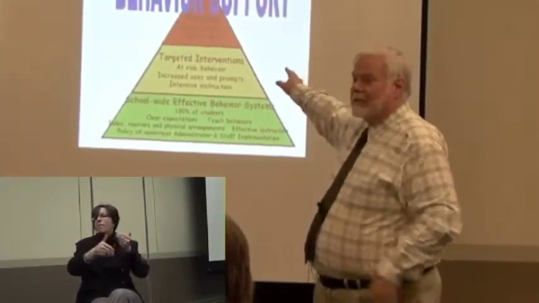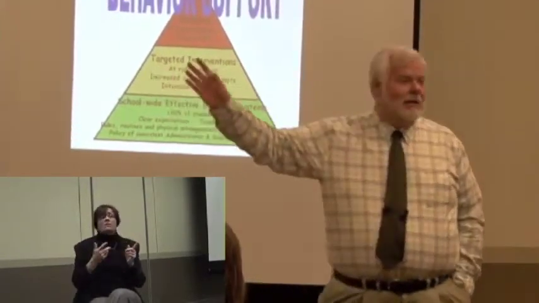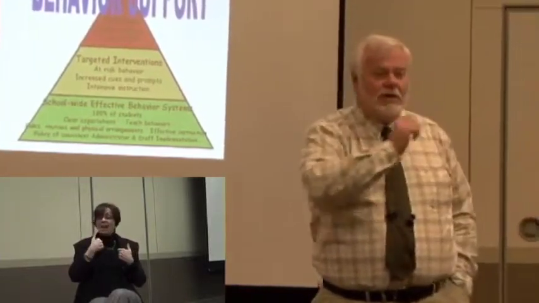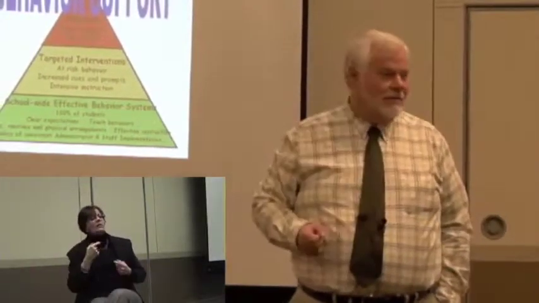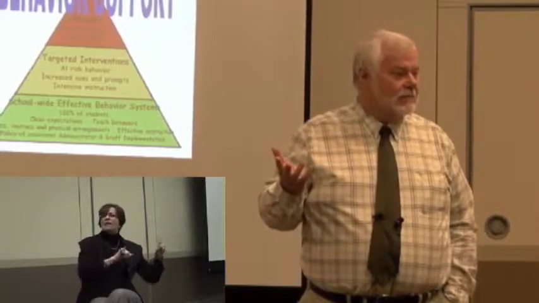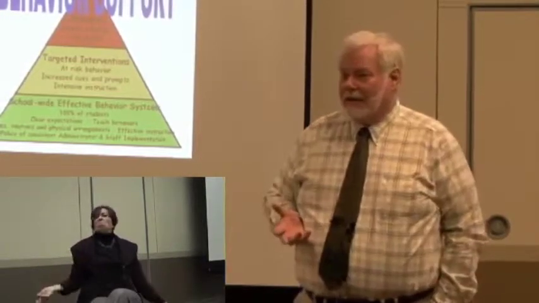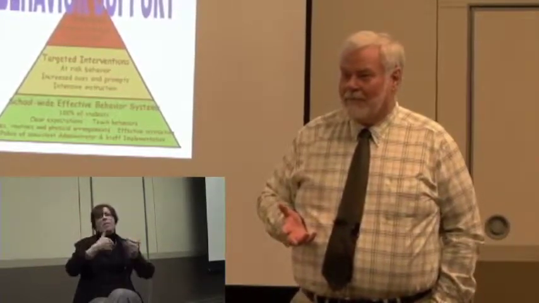So oftentimes it's not that the kid doesn't have a BIP, but if I go to the teachers and say, can you tell me what to do when Carrie does this? They can't tell me what the plan is. They're clearly not implementing it. All right?